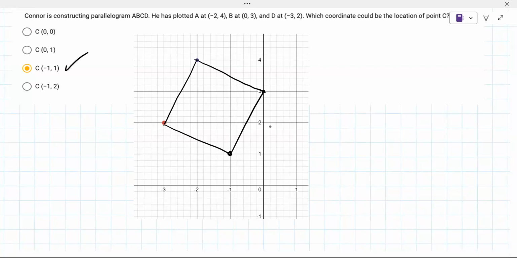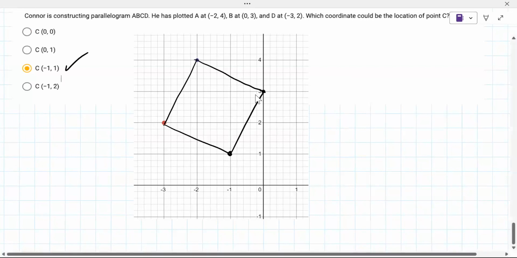The correct way to do it, if it wasn't multiple choice, is you would want to figure out the parallel line through this point, the parallel line through this point, and figure out where they intersect. But you can kind of eyeball it when it's done this way.